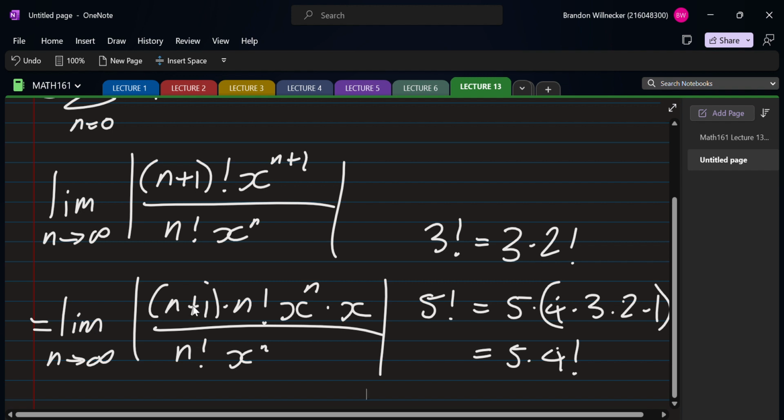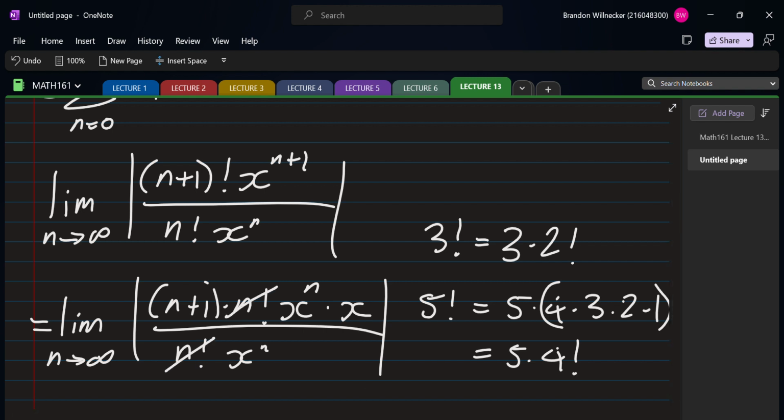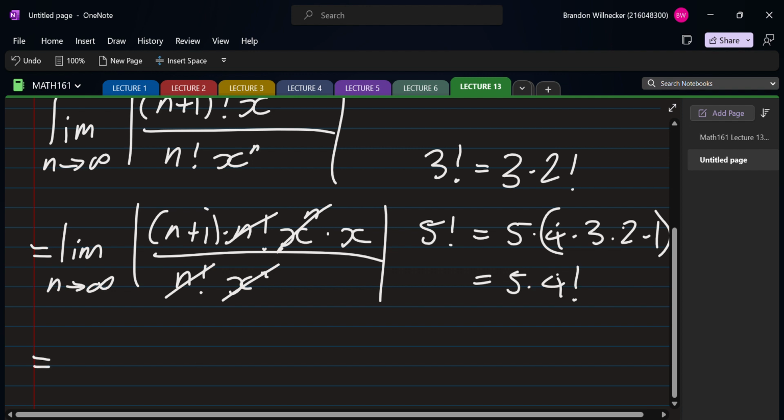So why did I separate this factorial? Because if I have n plus 1 factorial at the top and n factorial at the bottom, n plus 1 times n factorial, but the bottom is also an n factorial, so they cancel. So no more factorials once we cancel that. Then at the top we have x to the n, and the bottom we have x to the n, that can also cancel. So we're left with the limit as n goes to infinity, absolute value, x times n plus 1.